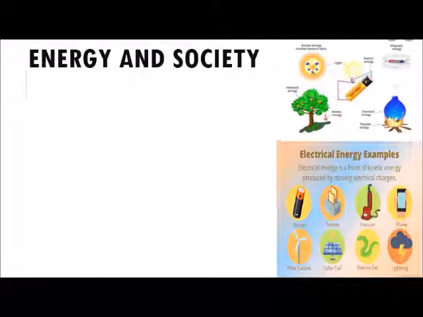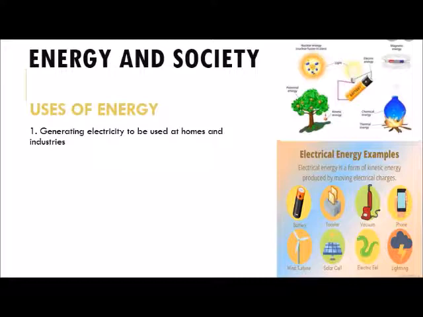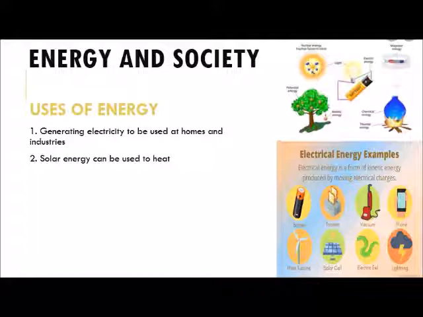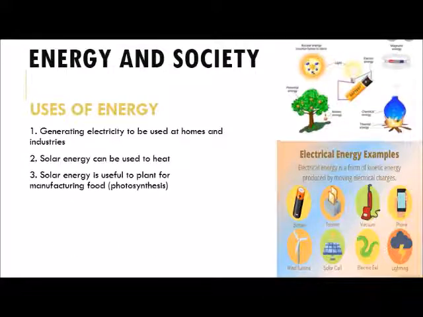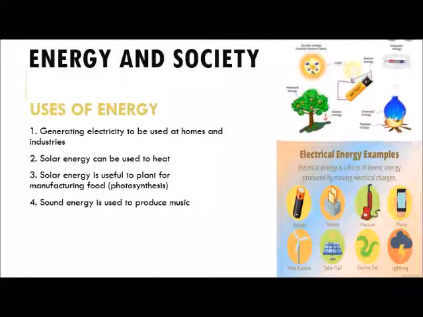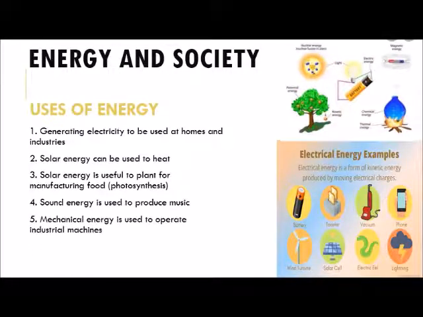Energy and society. Let's look at the uses of energy. Number 1, generating electricity to be used at homes and industries. Number 2, solar energy can be used for heat. 3, solar energy is useful for plants in manufacturing of food, as in the case of photosynthesis. Number 4, sound energy is used to produce music. And number 5, mechanical energy is used to operate industrial machines.